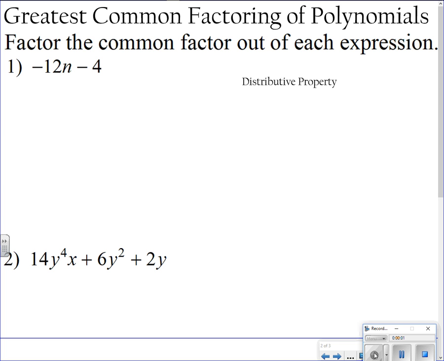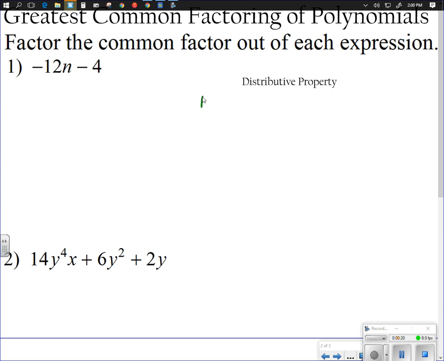In this video, I'm going to show you how to do factoring of polynomials. Factoring, remember, means: what can I multiply to give me this? Now, this is the greatest common factoring of polynomials, and that relies on the distributive property. The distributive property says the following.